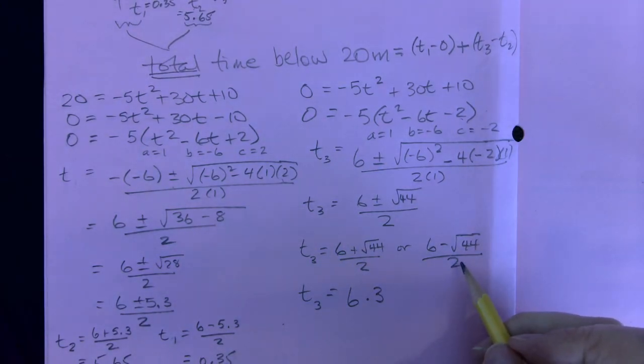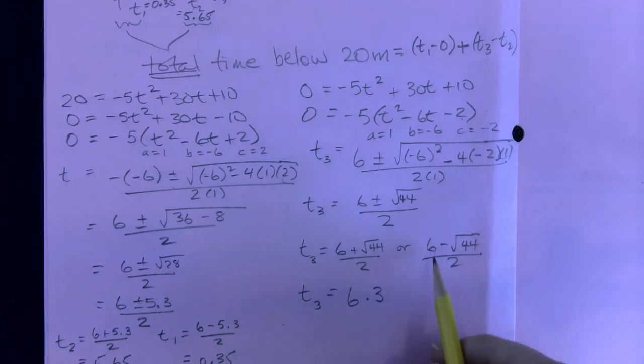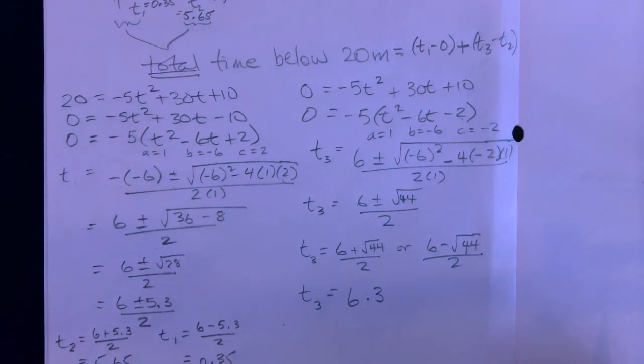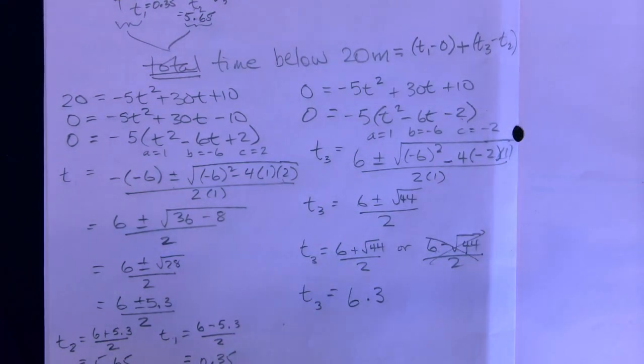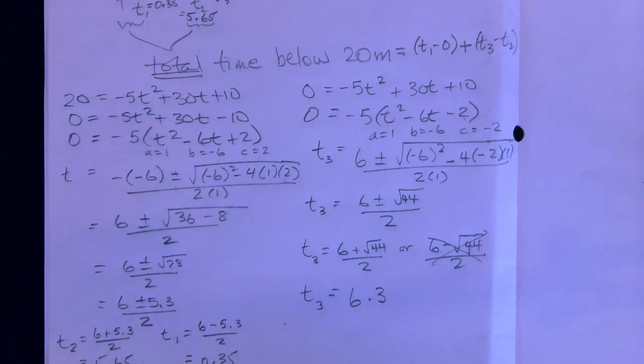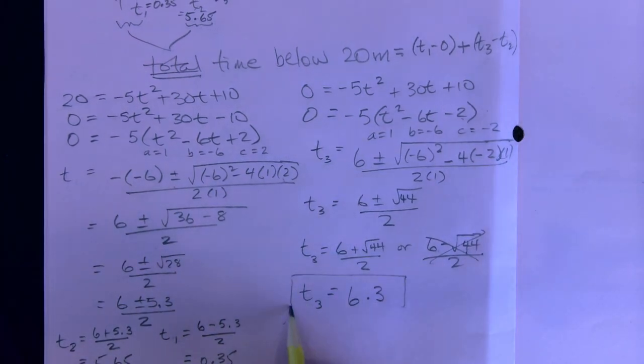But this one's garbage, and I'll tell you why. Square root of 44 is greater than 6. You can punch it into your calculator if you don't believe me. I know that because root 36 is 6, so anything higher than root 36 is going to be greater than 6. And when you take a number greater than 6 away from 6, you get a negative. There's no such thing as negative time, at least not in our example. And in real life. We could have a negative x-intercept, but if that x-axis is time, then we have to throw out any negative time because it doesn't exist. So our T3 is only 6.3.